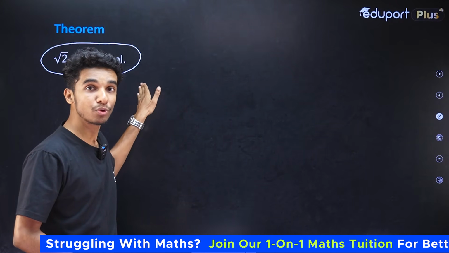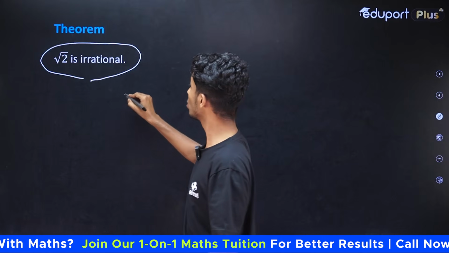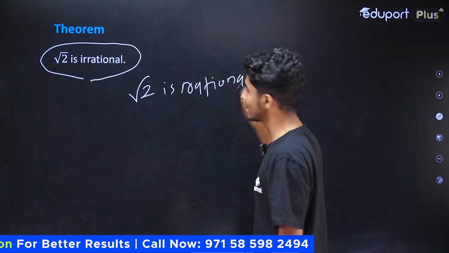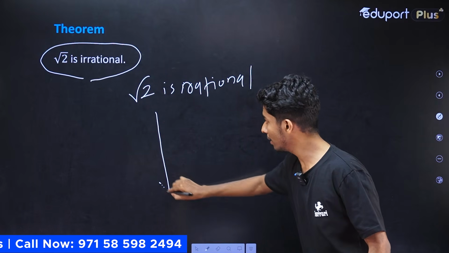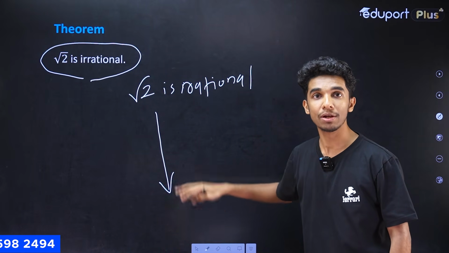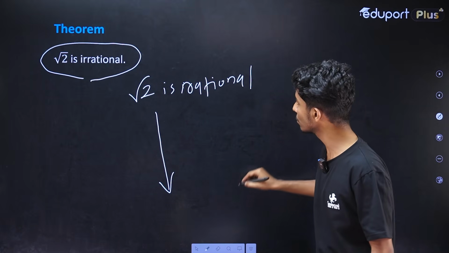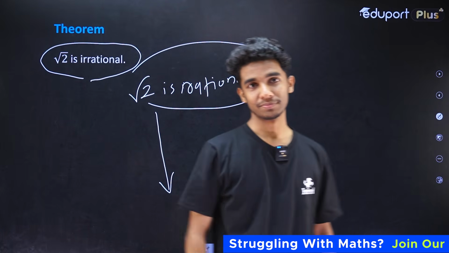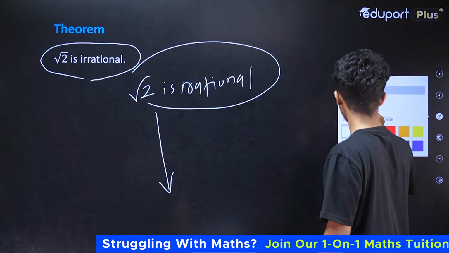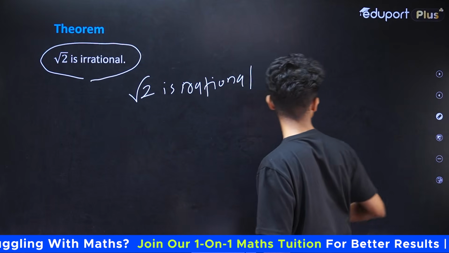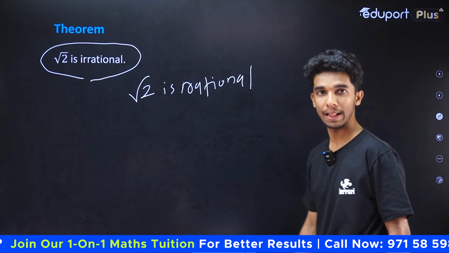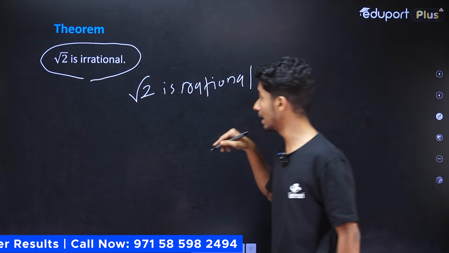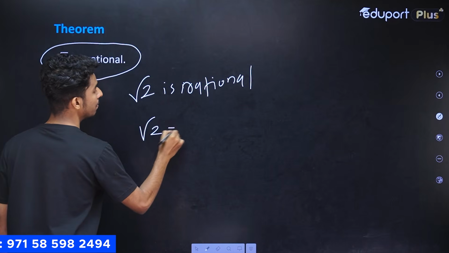If we have to prove root 2 is irrational, we are going to assume that root 2 is rational. We will write that root 2 is rational, and going along we will find a contradiction, and we will say it is because we have taken root 2 as rational. So root 2 is irrational. I'm taking the contrary: root 2 is rational, so root 2 can be expressed as p by q.